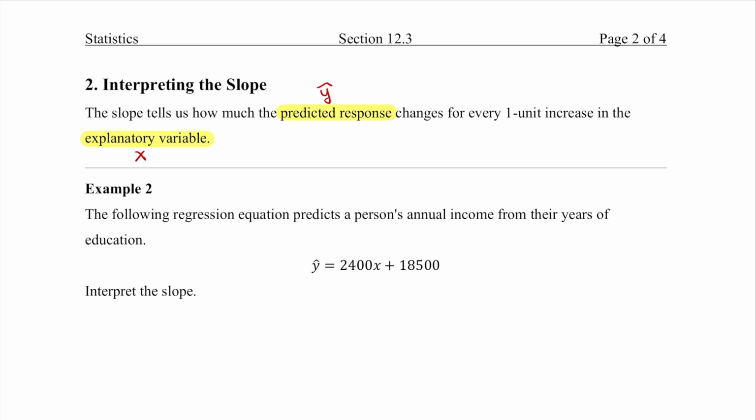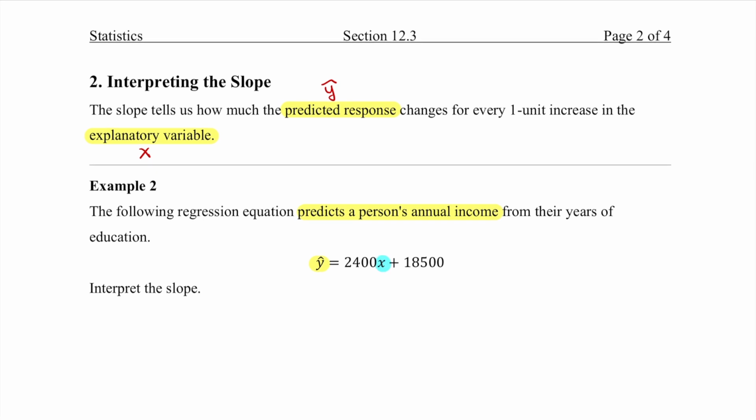The following regression equation predicts a person's annual income from their years of education. The regression equation is y hat equals 2,400x plus 18,500. In this problem, y hat represents the predicted annual income, and x represents the number of years of education. The slope is 2,400, and we want to interpret the slope.